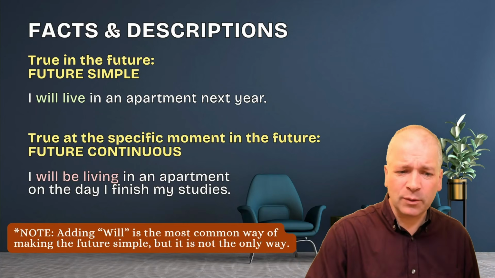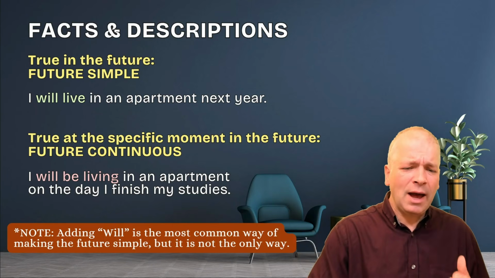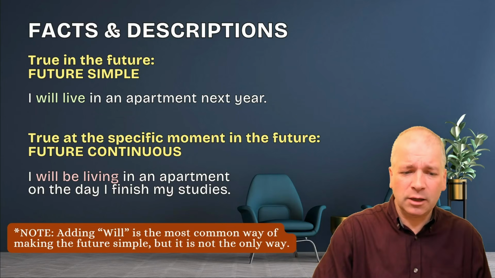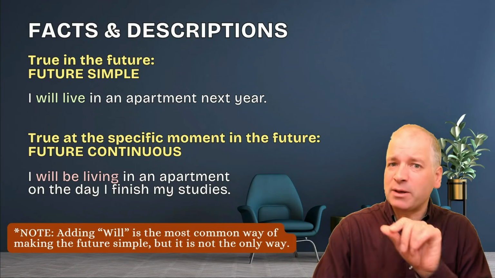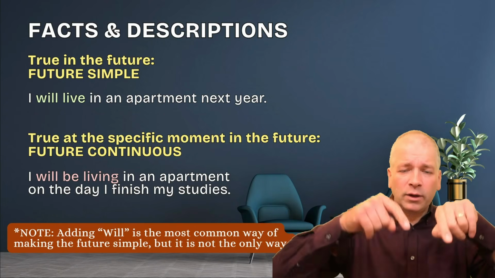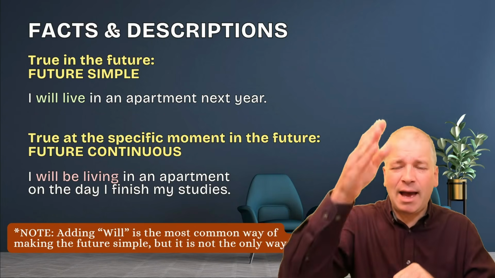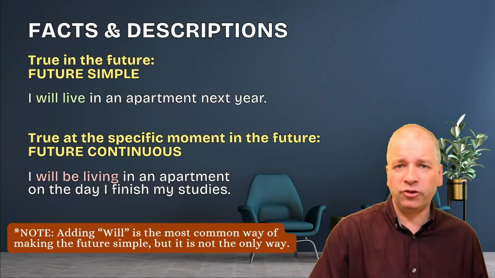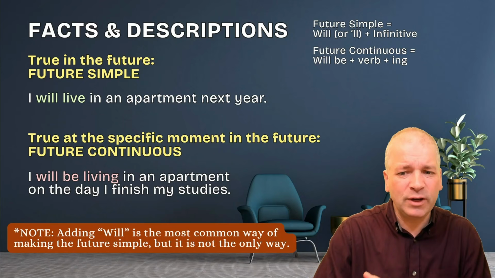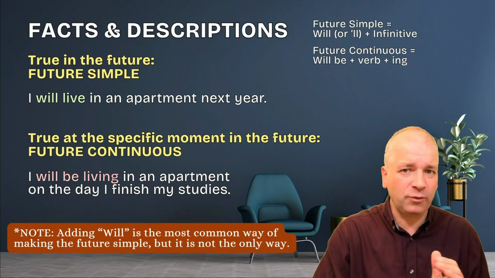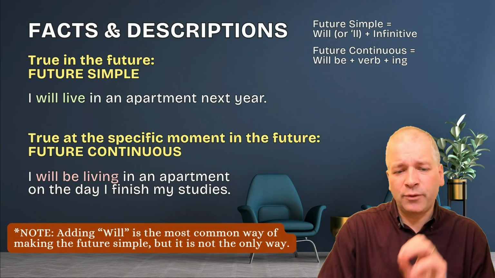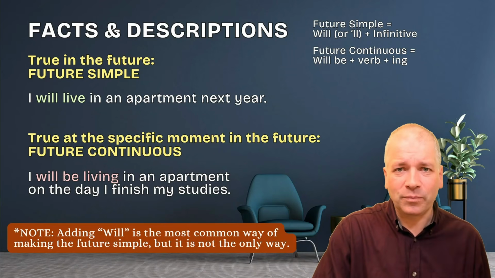With the future continuous, we're talking about something true at the specific moment in the future. I will be living in an apartment on the day I finish my studies. So here we're focusing on this activity being in progress at a specific time in the future. Future simple in this context is will plus infinitive. We can shorten that to apostrophe LL. Or future continuous is will be followed by the verb with the ing form.